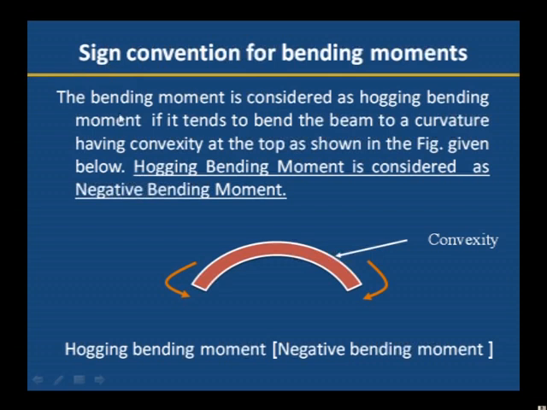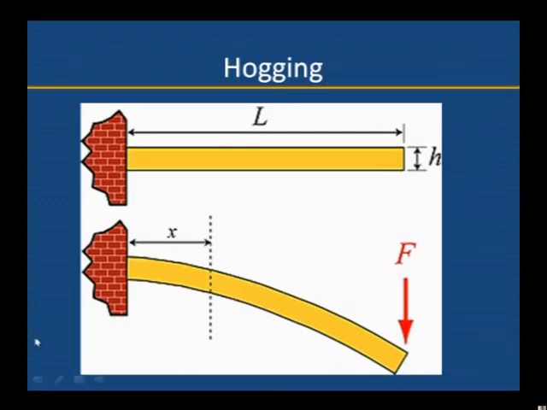Second type of bending moment is hogging bending moment. If it has convexity upward, it is known as a hogging bending moment. This is also known as a negative bending moment. Hogging bending moment is observed in the cantilever beam. When a cantilever beam is loaded on the free end, it will bend like this. Therefore, upper portion will be under tension and bottom portion will be in compression. This cantilever beam will undergo the hogging bending moment.